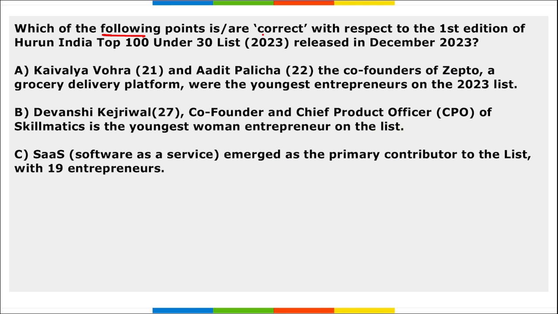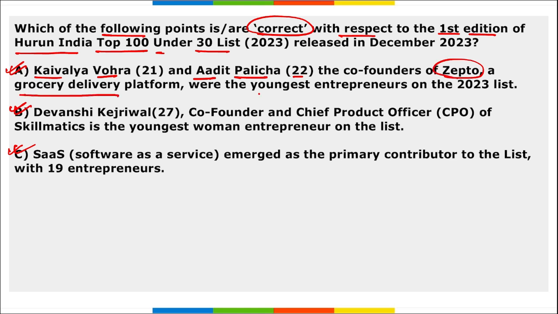Next, which of the following points are correct with respect to the first edition of the Hurun India Top 100 Under 30 list released in December? If we look at the options, all these three options are rightly mentioned here. Kaivalya Vora and Aadit Palicha, 22, the co-founders of Zepto, a grocery delivery platform. They are the youngest entrepreneurs of the 2023 list.